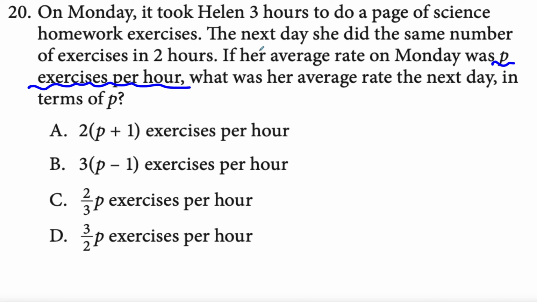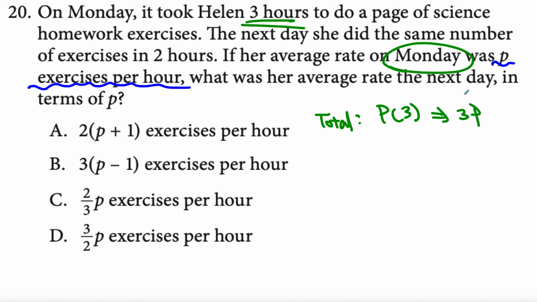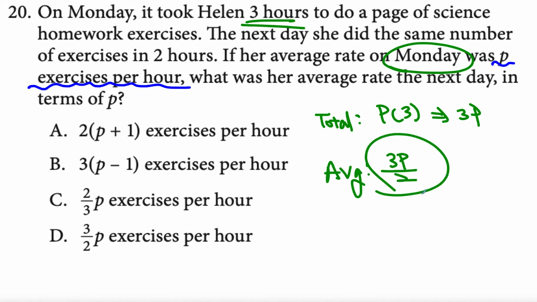So now, watch this one. Since average on Monday was P exercises per hour, but on Monday, how many hours did she take? It took her 3 hours. So then we know the total number is the average, which is P, times the number of hours, which is 3. So we get 3P is the total number of exercises. But how do you find the average? If it was done in 2 hours, then we're going to do 3P over 2. That's it. That's what you have to do, which is choice D becomes the answer.